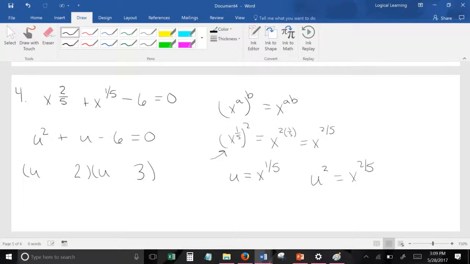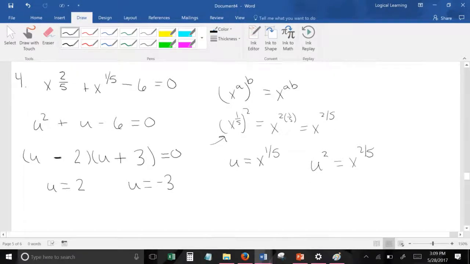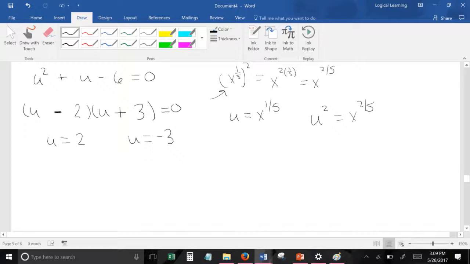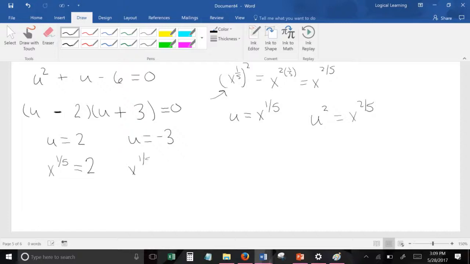We had minus u. This time we have plus u, which means that we want our positive number to be bigger than our negative number. And we'll get u is equal to 2 and u is equal to negative 3. Now, our u is x to the 1/5. So substituting that back in, we get x to the 1/5 equals 2, and x to the 1/5 equals -3.